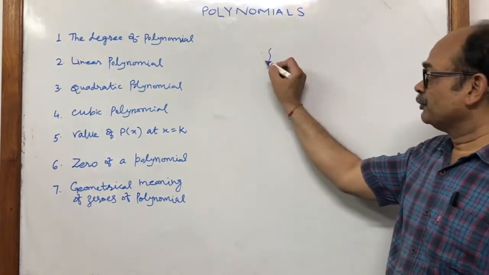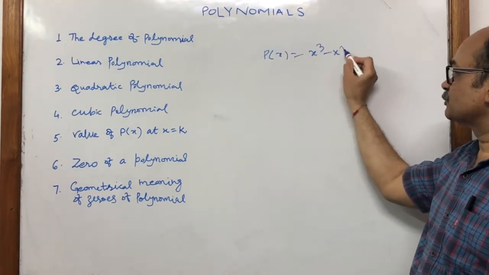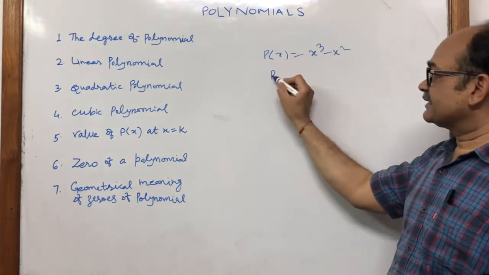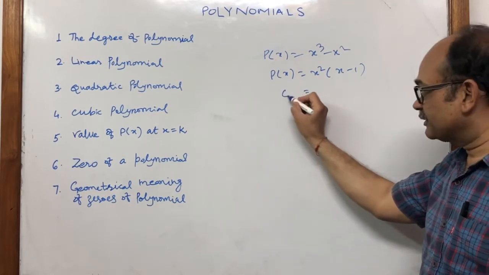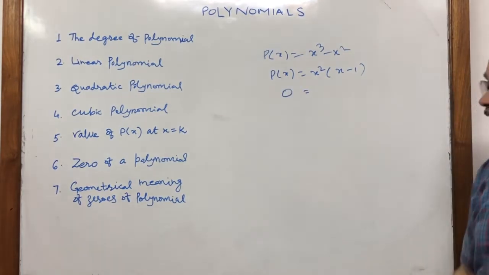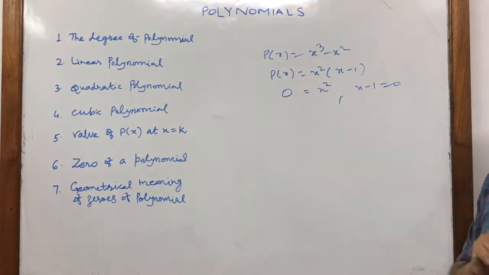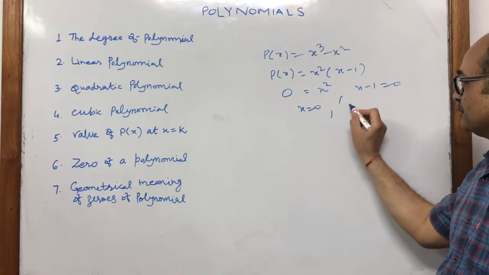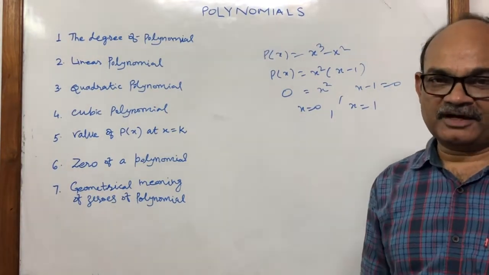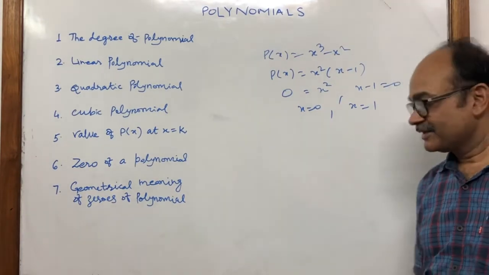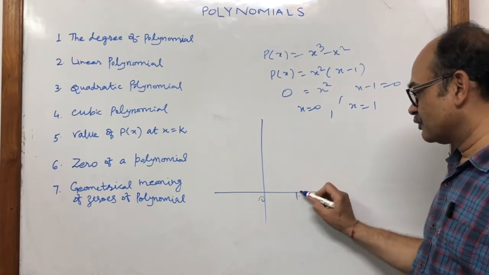Now suppose I want to draw the graph of the polynomial x cube minus x square, p(x). You know, common factorization. It means if we want this polynomial value 0, then x equals 0 or x minus 1 equals 0. That is x equal to 0 or x equal to 1. It is very clear that the zeros of the polynomial are only 2, 0 and 1. If you want to draw the graph, 0 is here, 1 is here. The graph goes like this.